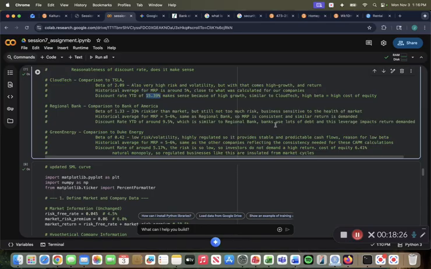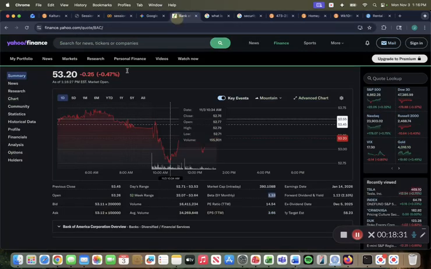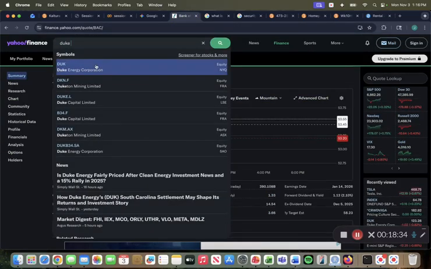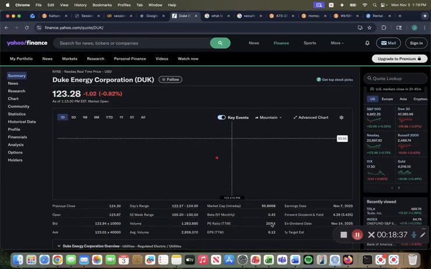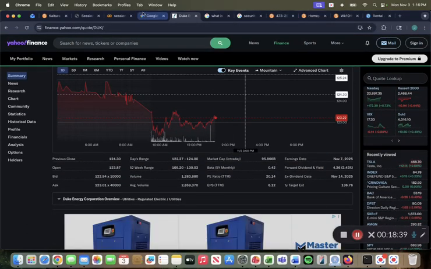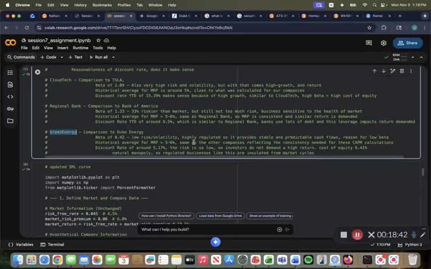Then the last company, Duke Energy, which I compared to green energy. So looking at Duke Energy, another company with a low beta. Going here, Duke Energy has a beta of 0.42. So low risk and not much volatility. It's highly regulated, just like green energy was, because it's just a natural monopoly, as we see down here. So regulated businesses like this are insulated from market cycles, and because of this provide stable and predictable cash flows, which is the reason for low beta.